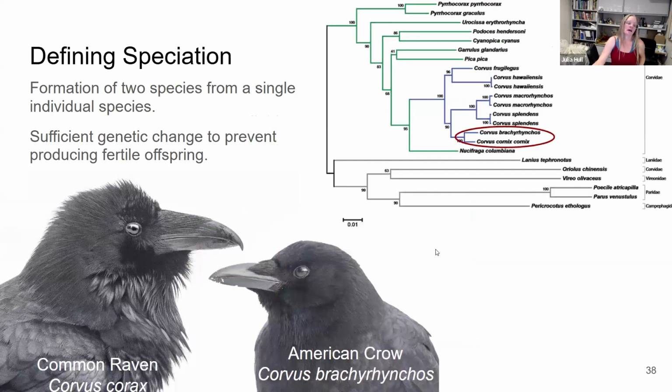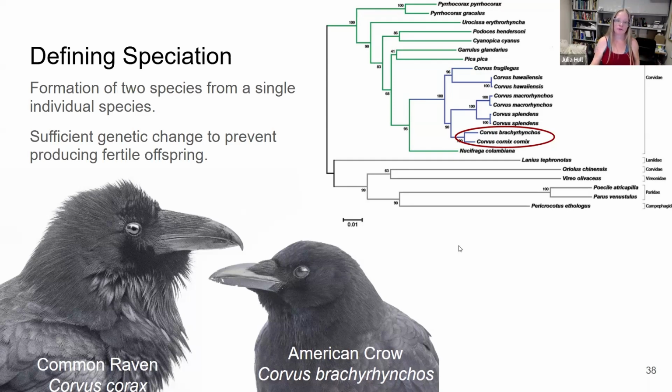Okay. And so speciation then is how we're going to get two species from a common ancestor. And the thing that is required is there has to be enough genetic difference that when these two organisms come back together, if they try to mate, they can't produce that fertile offspring.